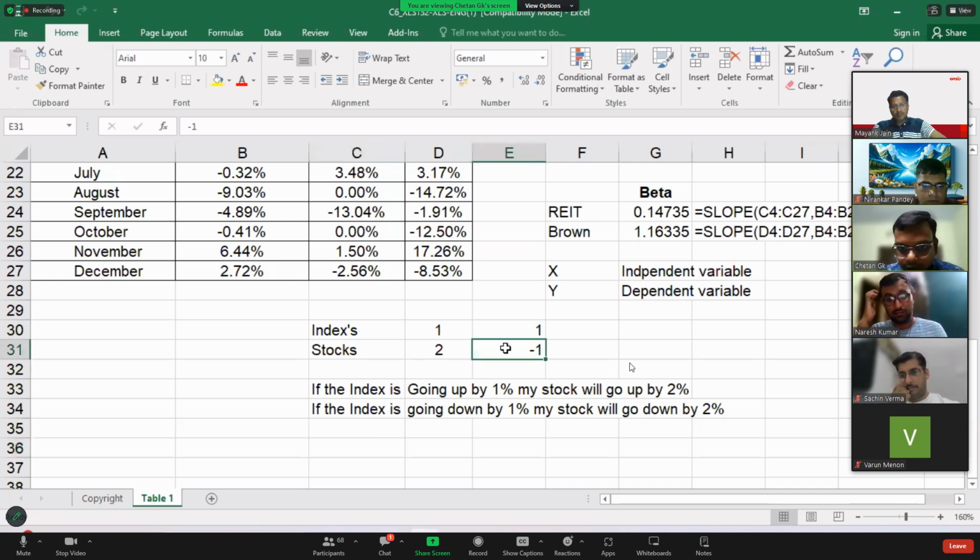Go down by 1%. Negative relation. Understood, no? It's a negative relationship. Correlation will be negative in this case. So that is what you have to be understanding.